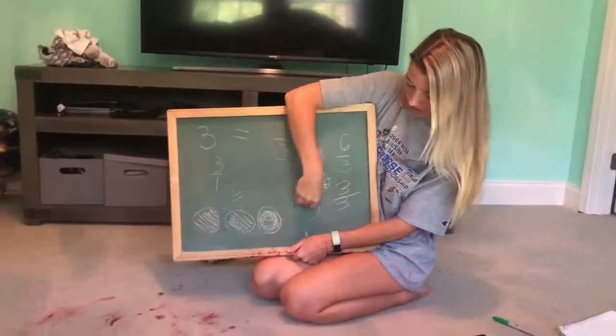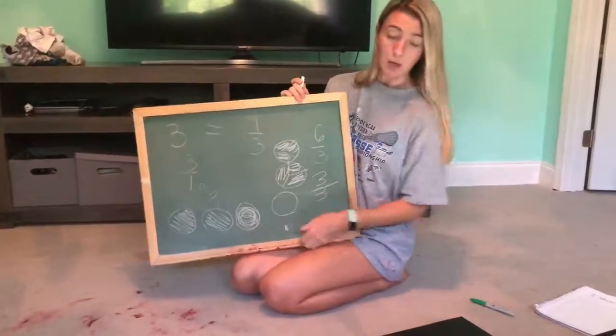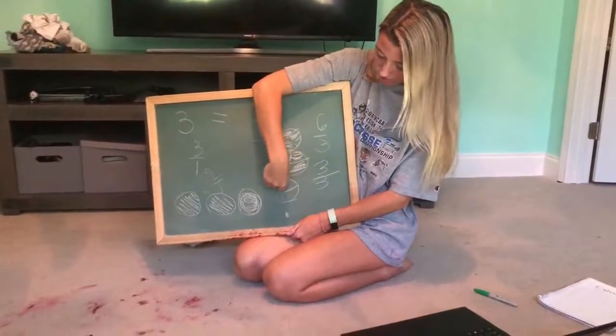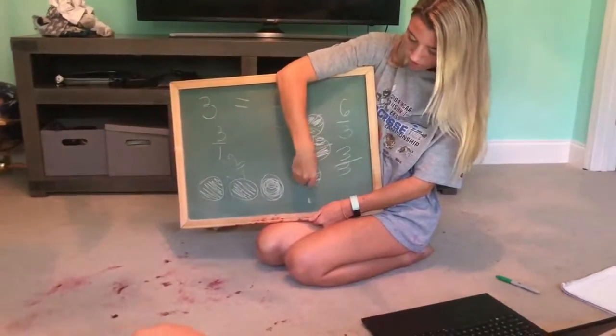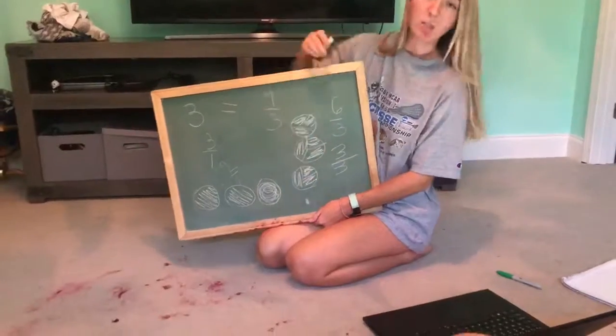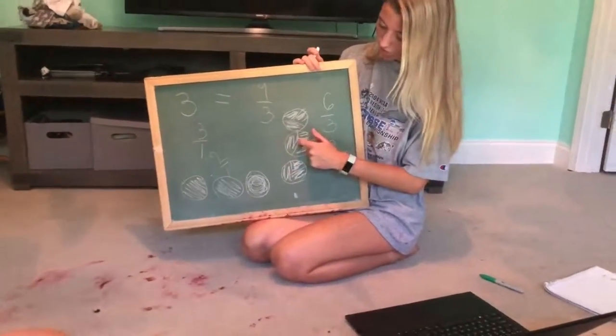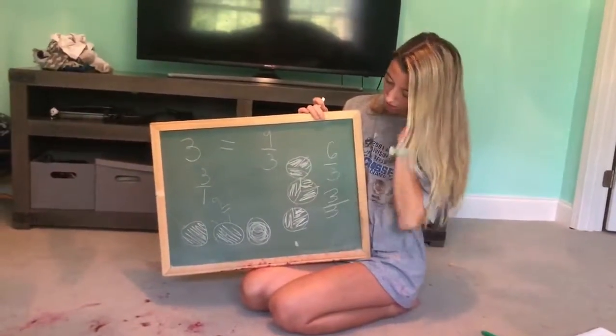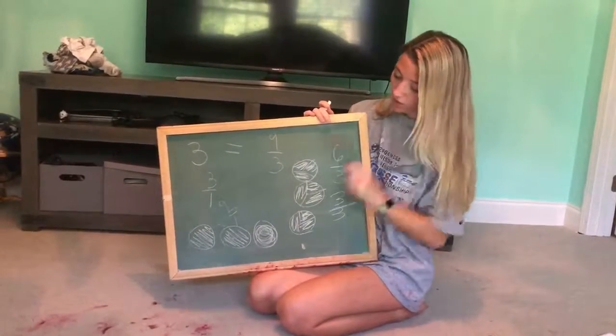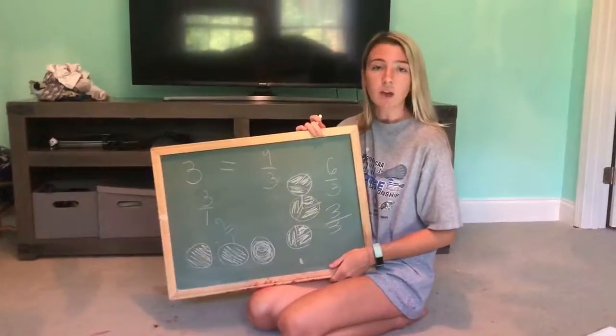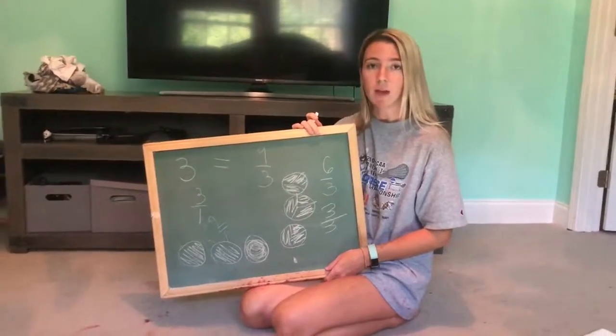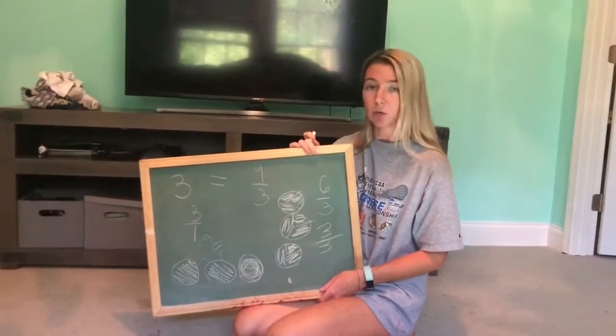So yet again, we're going to draw another circle, partition it into 3, as we've done with the other 2. 1, 2, 3 equal parts shaded in, and now we have 1, 2, 3 wholes, all shaded in, all 3 parts. So thus, 3 wholes is the same thing as 9/3. They are equivalent fractions.